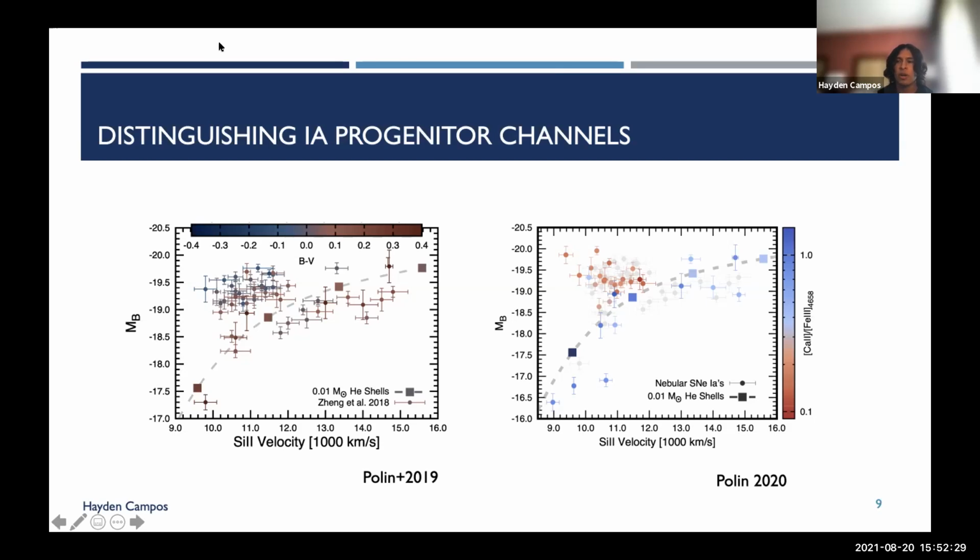where those that are stronger in calcium tend to lie in the SUB-CHANDRASEKHAR channel, while those that are weaker in calcium tend to lie in the Chandrasekhar mass explosion area, where the red is. And for this project, we'll be distinguishing them in a third way, based on the carbon-2 absorption features in the supernovae.